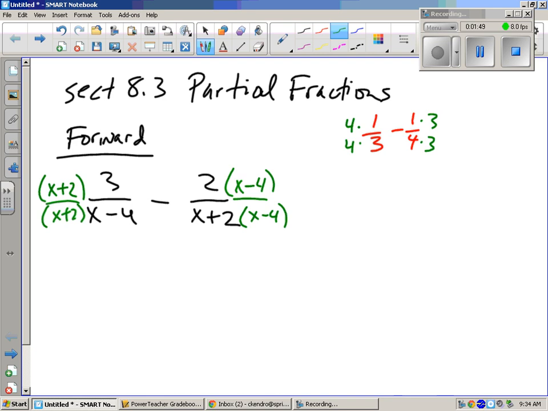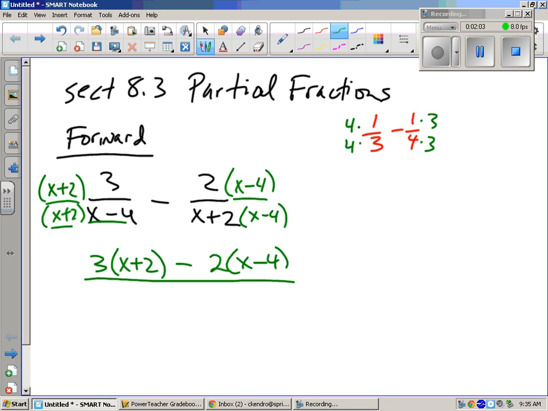So next I'm going to write this down as one big fraction: 3 times the x plus 2 minus 2 times the x minus 4, all over their common denominator. Now this becomes a common denominator. Like here my common denominator is 12, so I just put them together. I don't say 12 times 12, and I don't say 12 minus 12, I just say 12. So this is like the 4 and this is like the 3.